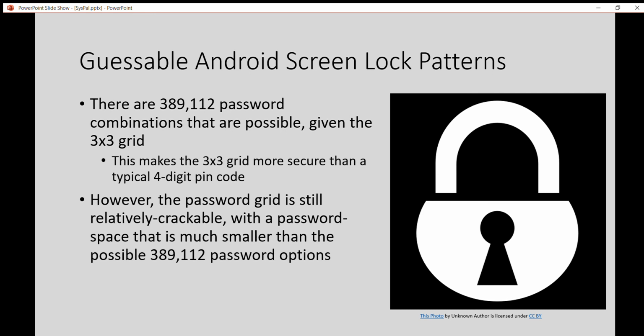There are 389,112 password combinations that are possible given the 3x3 grid, which does make the grid more secure than a typical 4-digit PIN code. However, the password grid is still relatively crackable, with a password space that is much smaller than the possible 389,112 password options. This is because users tend to have biases that result in them choosing one corner of the lock screen as a starting point or an ending point, as well as choosing certain numbers of points to use in their passcode.